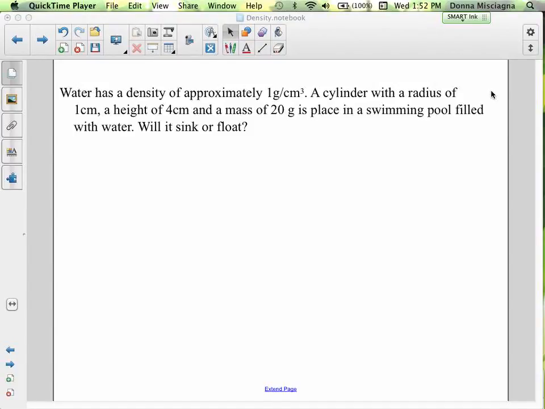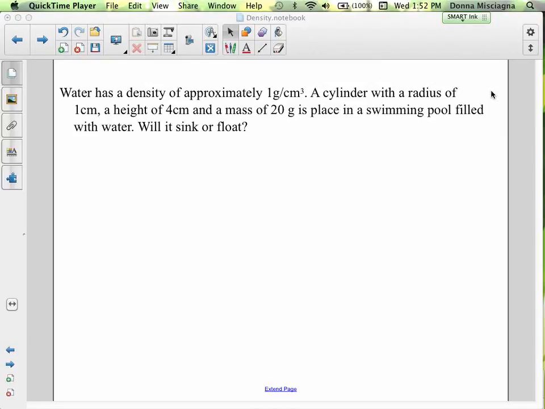Right, so continuing with density. Water has a density of approximately 1 gram per centimeter cubed. A cylinder with a radius of 1 centimeter, a height of 4 centimeters, and a mass of 20 grams is placed in a swimming pool filled with water. Will it sink or float?